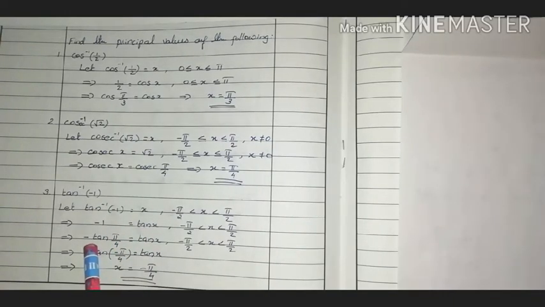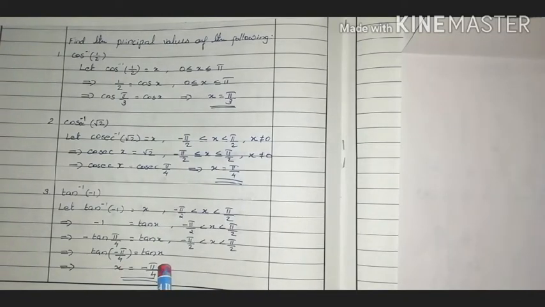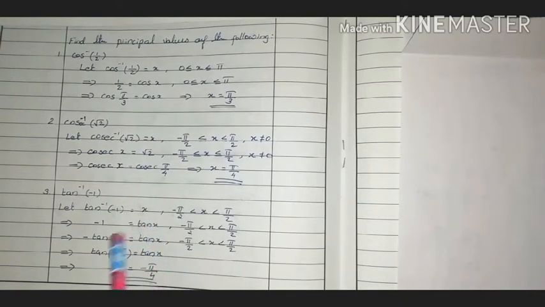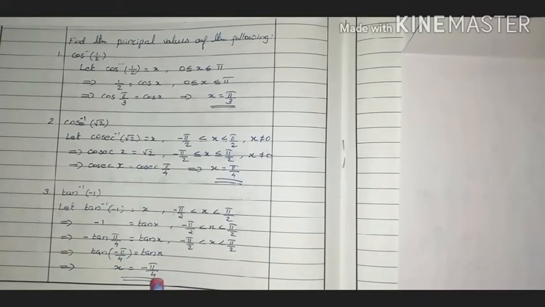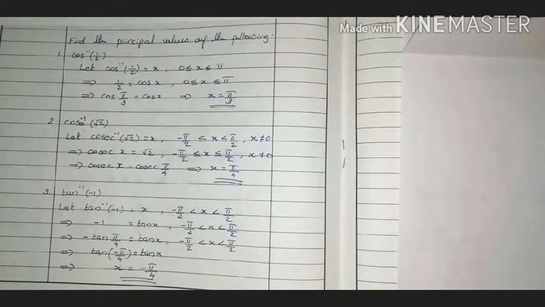And we know that minus tan x is equal to tan minus x, or tan minus x is equal to minus tan x. You have learned that one. So tan minus pi by 4 is equal to tan x. So we can write x is equal to minus pi by 4, that is from this interval. So this one is the principal value here. Then fourth question.